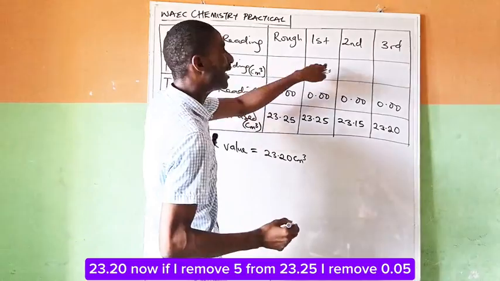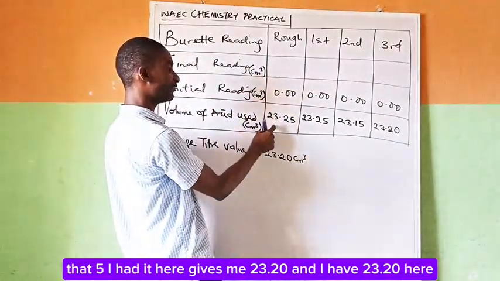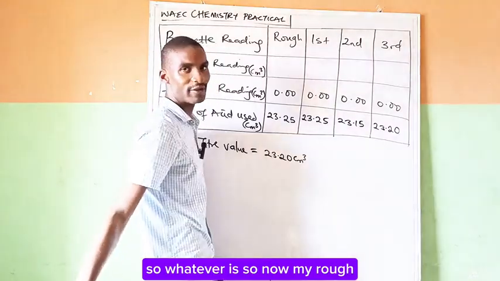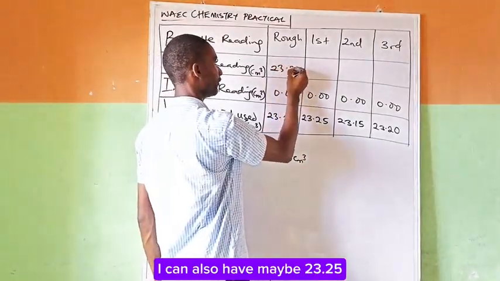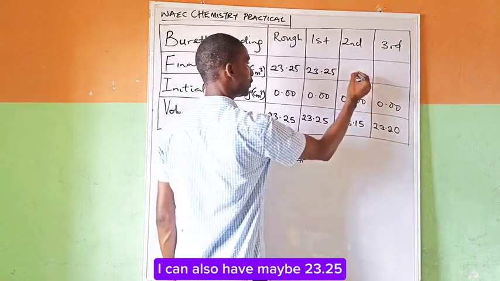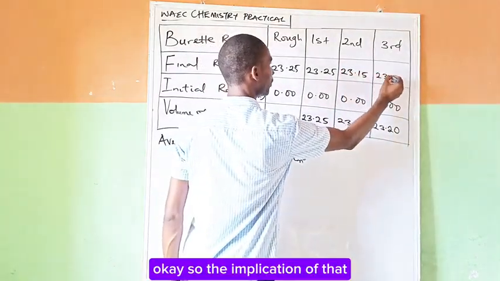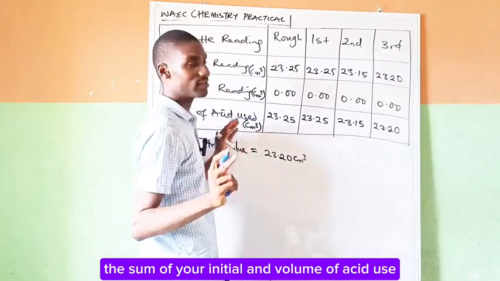Now, your final reading, the sum of your initial and volume of acid used, the sum of these last two must be equal to what you have here. So if you add this to this, it's going to give you 23.25. Add this to this, 23.25. Add this to this, 23.15. Add this to this, 23.20. So once you have done that, your table is set.